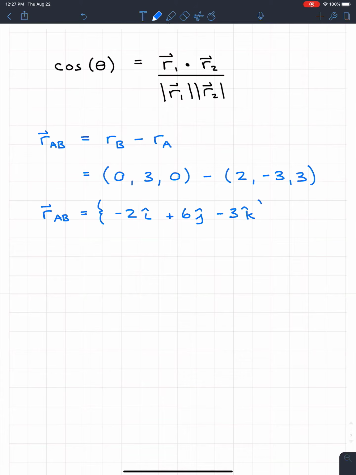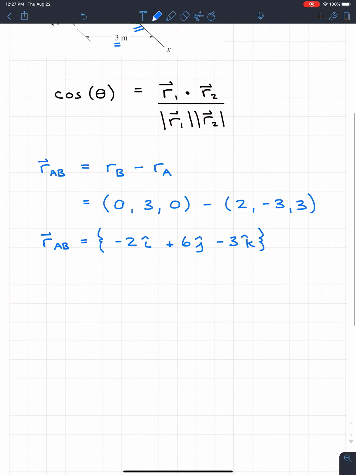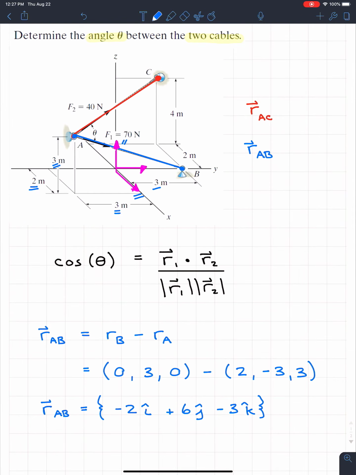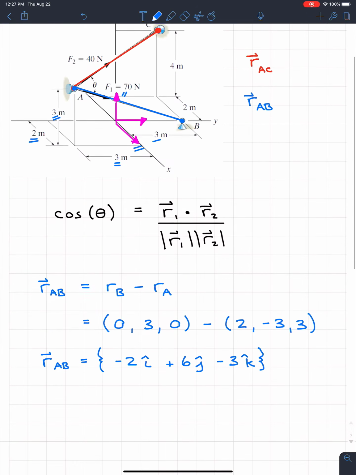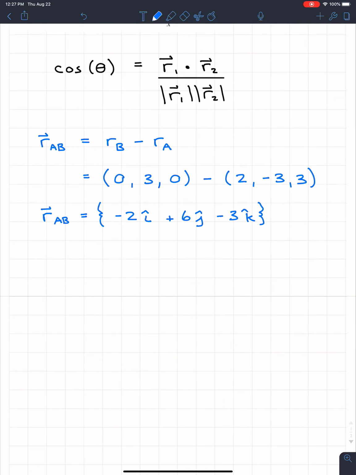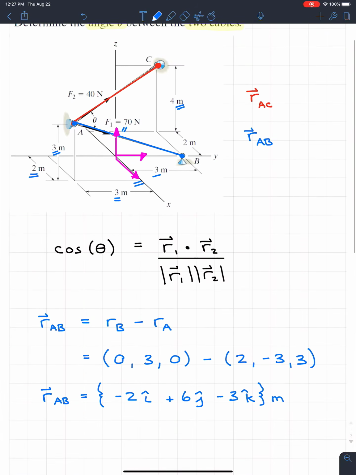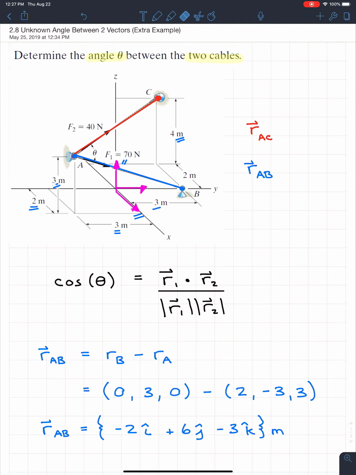K direction. Perfect. And since this is a position vector, we have to include the units. So the units for these distances are all measured in meters, so this position vector here will have units of meters. Perfect. So I'm just going to erase all the blue here as we move on to the next one to make things a little bit easier to follow.